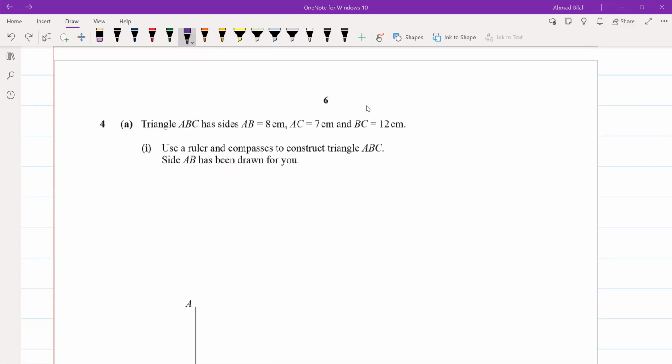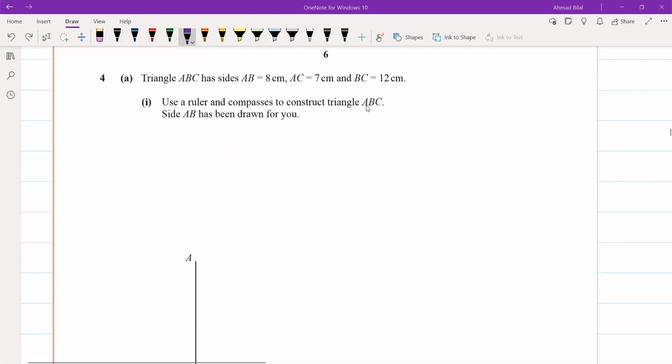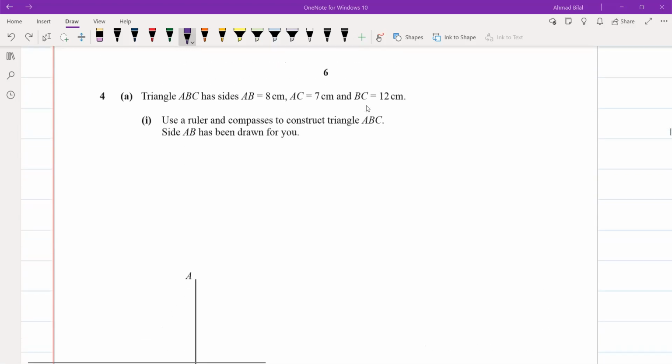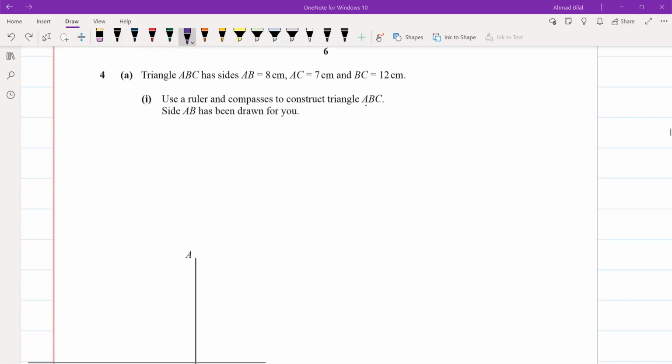Now the triangle ABC has sides AB equals 8 centimeters, AC equals 7 centimeters, and BC equals 12 centimeters. We have to use a ruler and a compass to construct triangle ABC. Side AB has already been drawn for us. Achha. Now again, this is a locus question, so my drawing here may not be as accurate, but I'll tell you what exactly to do.